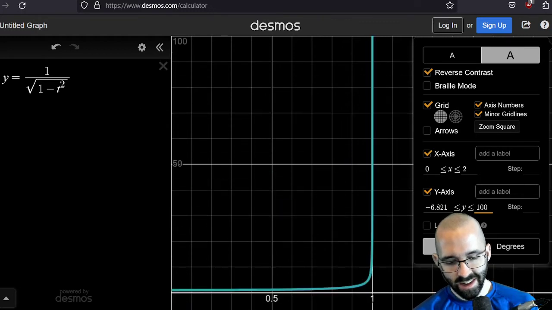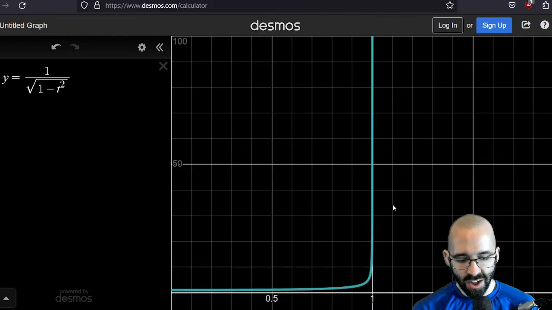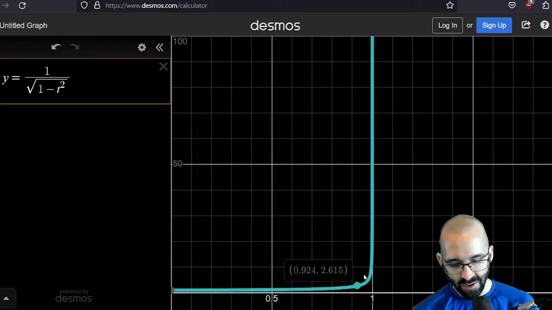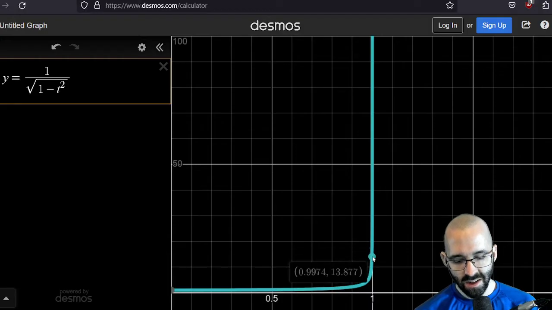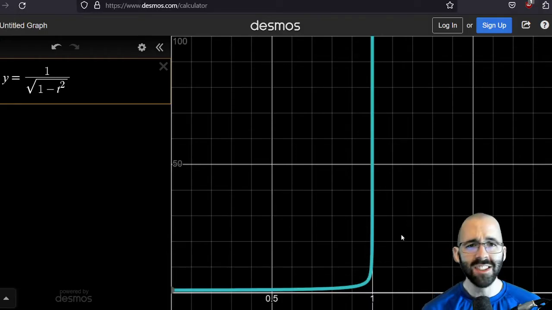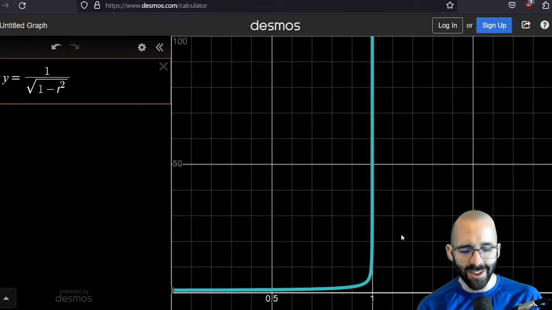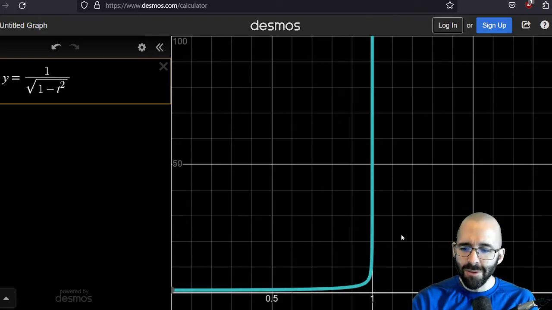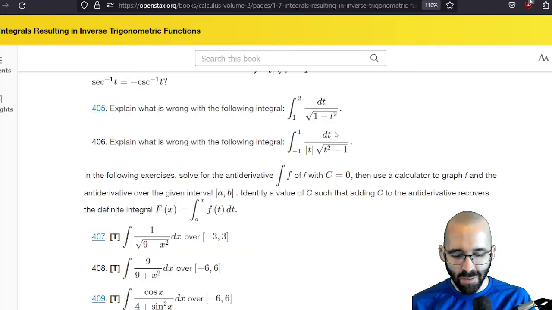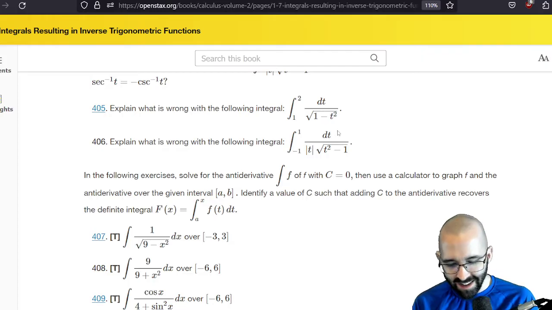The area under this function from 1 to 2? Well, that's bananas. This function has a vertical asymptote at 1. This function is not even defined from 1 to 2. This is tomfoolery, balderdash, poppycock. All right, watch out for the region of integration.